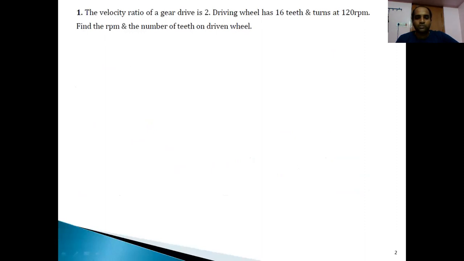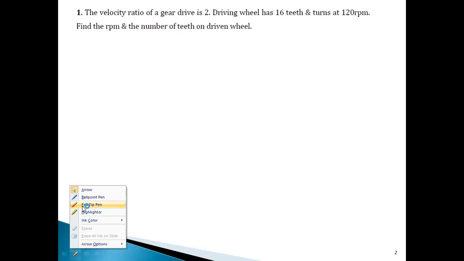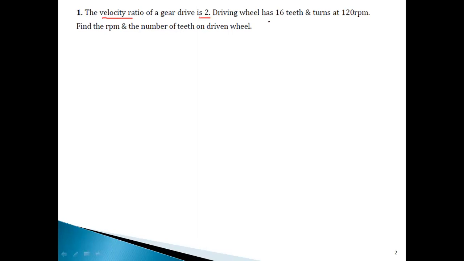Now, the first question which you are observing here: the velocity ratio of a gear drive is 2. The driving wheel has 16 teeth. Driving wheel means the driver gear. The driver gear has 16 teeth, and this driver gear turns at 120 RPM. Find the RPM and the number of teeth on the driven wheel. You need to find the speed and number of teeth on the driven gear.